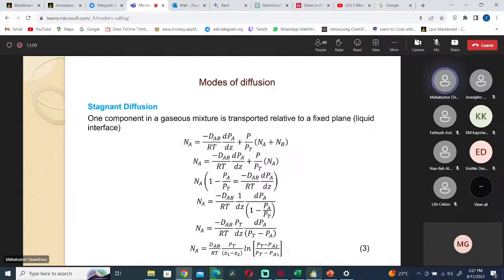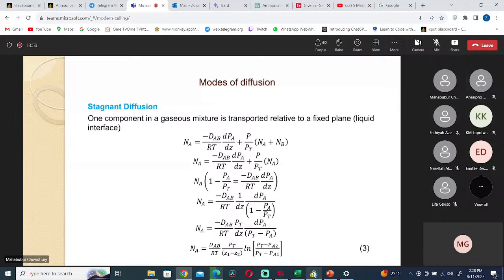Now, modes of diffusion. There are many modes of diffusion. Imagine, sometimes, I don't know if you remember, your mother or grandmother used to put mothballs in your cupboards, where you put your clothes. They are naphthalene balls, right? You put them inside your cupboard, and after some time when you come and see, the balls of naphthalene are gone. Yes or no? Do you remember?